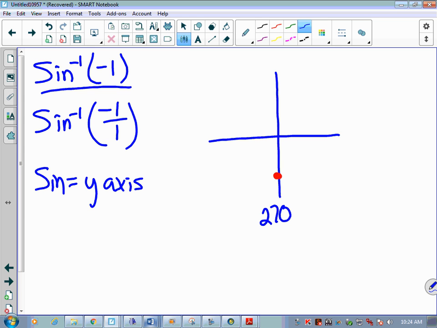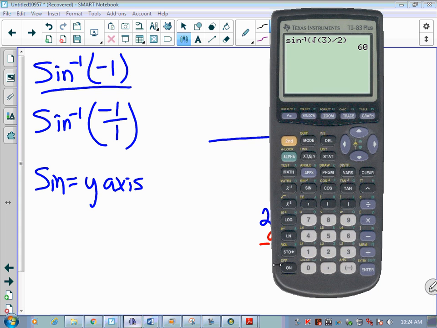270 if we are positive, right? If we're going around. But because it's a negative 1, because we're looking for the inverse of negative 1, what we want is negative 90. We want to go around that way. Okay? And to double check, to make sure that we get this right, we're going to check our answer with our calculator.